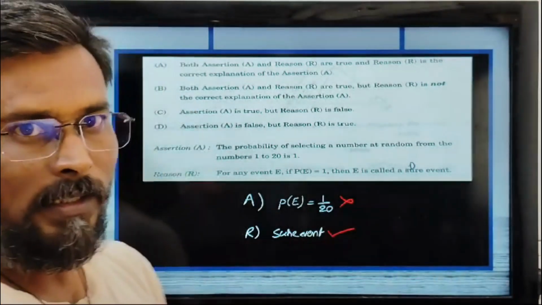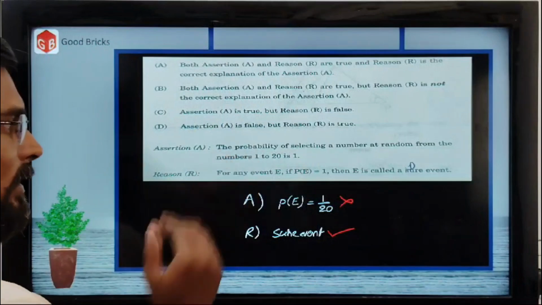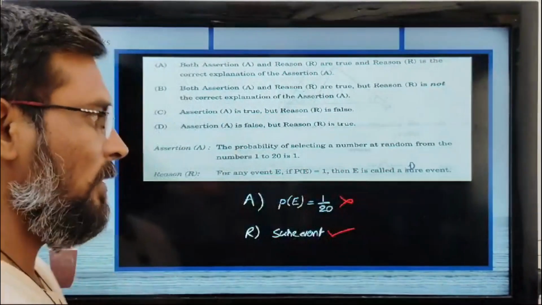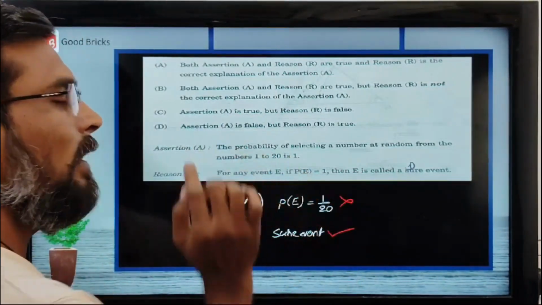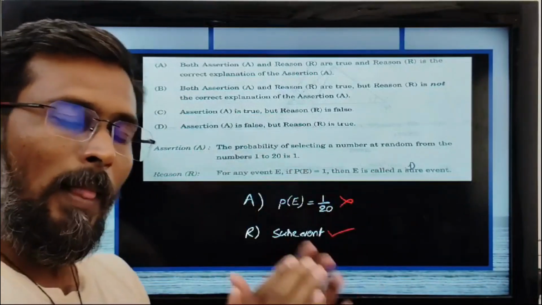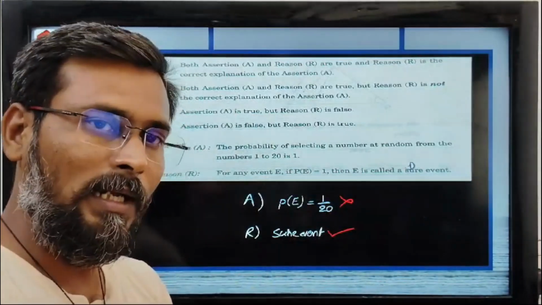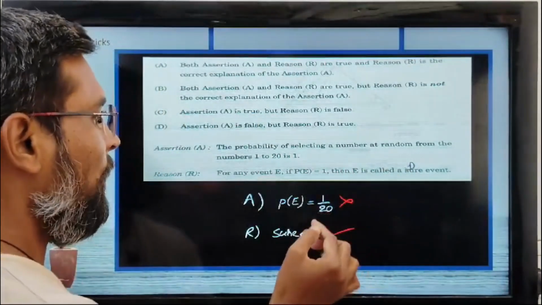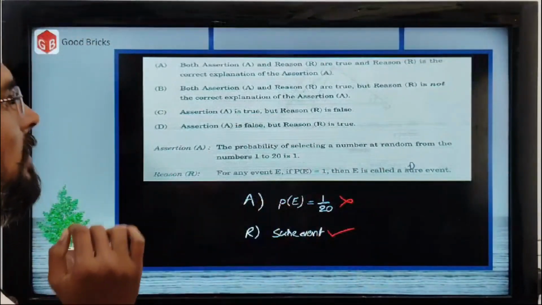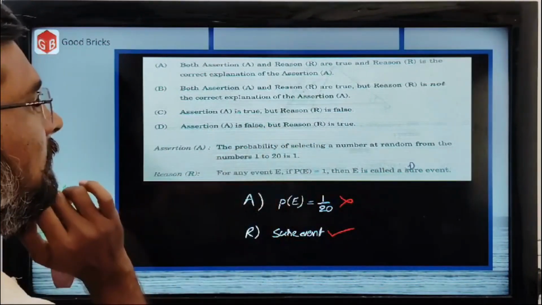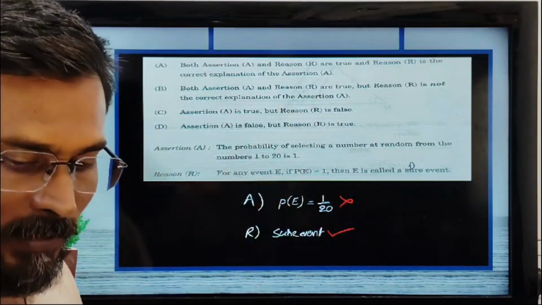Next, an assertion and reason related question. Here you can see on the screen, the probability of selecting a number out of 20 numbers is 1 by 20, but he has given 1. So the assertion is wrong, and the reason is correct, because if the probability of an event occurring is equal to 1, then we can say that it is a sure event. This is a definition. So the reason is correct, the assertion is wrong. So we have to select option D.